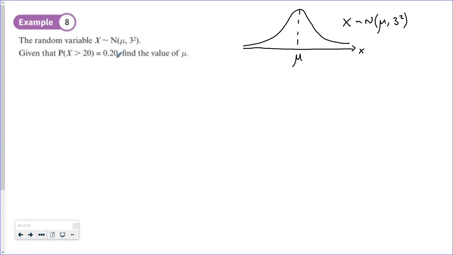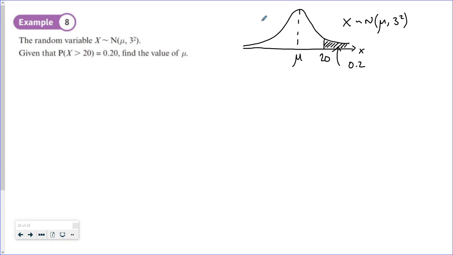20 is 0.2. So I know that that 20 must be to the right of my mean, and that area there is 0.2. The reason why I know 20 must be to the right of mu is because if it was to the left of mu and I shaded to the right of 20, then I would have more than half of the distribution, which would be more than 0.5.